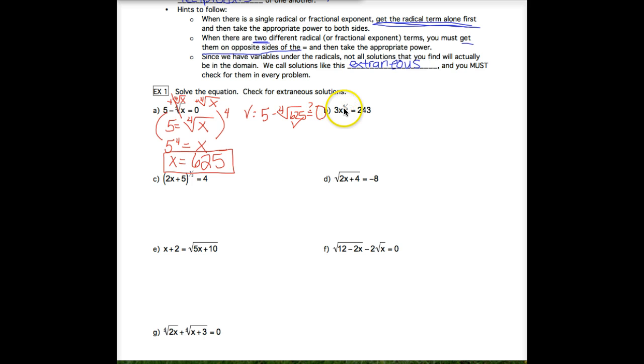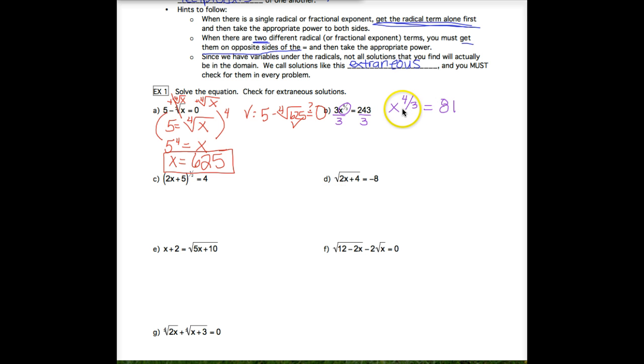Let's look at B. Again, I have a single fractional exponent, so I need to get it alone first. Remember, only this has the fractional exponent, which means I need to get rid of that 3 in order for this term to be alone. So first thing I'm going to do is divide by 3 on both sides. So then I've got x to the 4/3 equals 243 divided by 3 is 81. So x to the 4/3 equals 81.